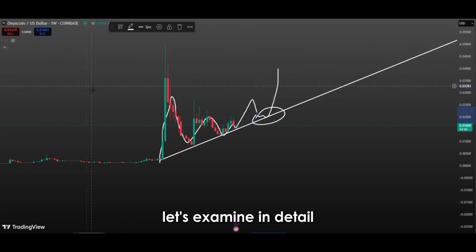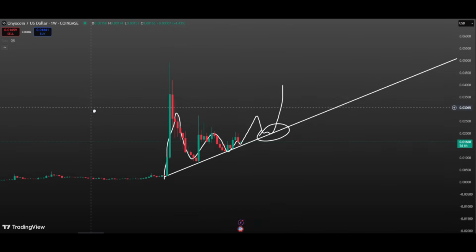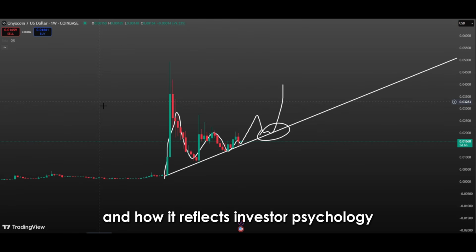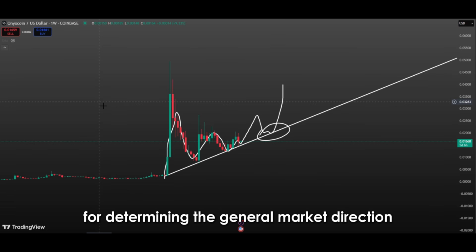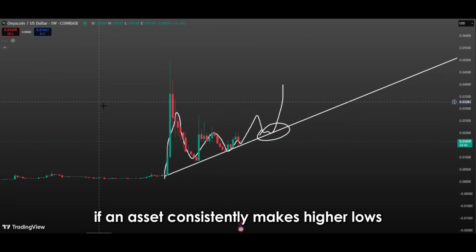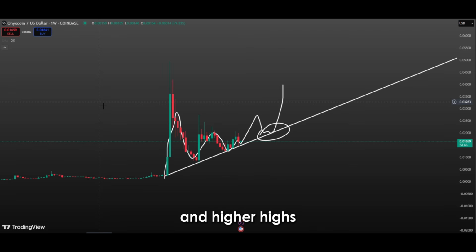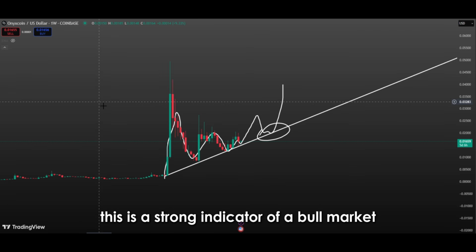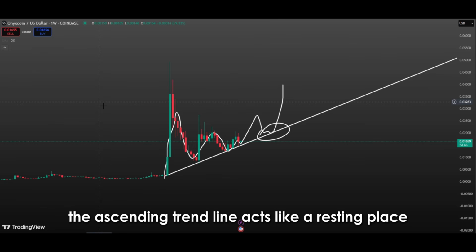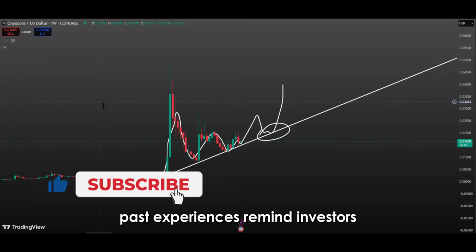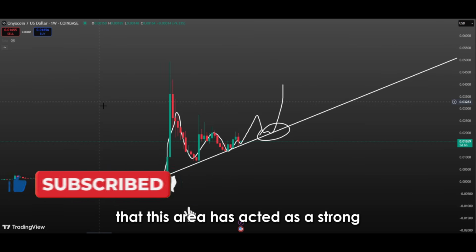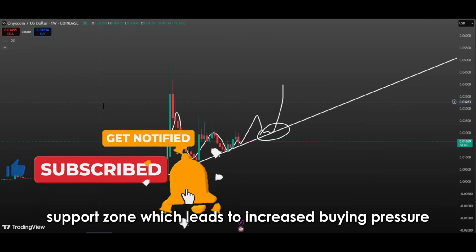Now let's examine in detail the logic behind this structure, its possible effects, and how it reflects investor psychology. First, the presence of an uptrend is one of the most important signals for determining the general market direction. If an asset consistently makes higher lows and higher highs, this is a strong indicator of a bull market. In the eyes of investors, the ascending trend line acts like a resting place. Each time the price approaches this line, past experiences remind investors that this area has acted as a strong support zone, which leads to increased buying pressure.